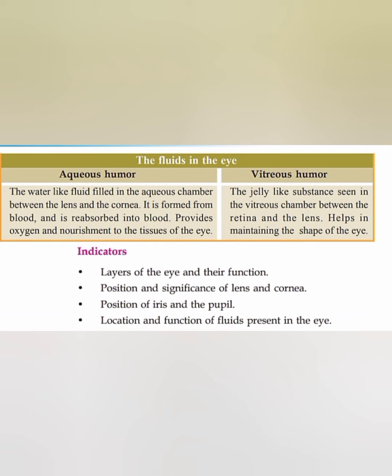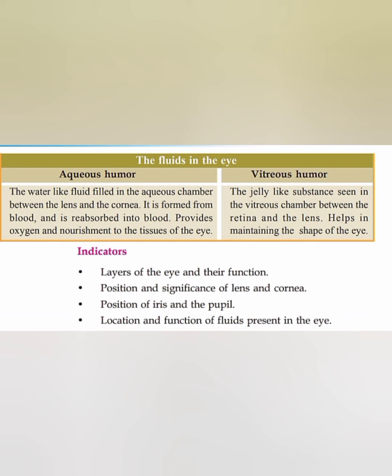Apart from the parts we studied in the structure of our eye, there are some fluids present in the eye. There are two types of fluids, aqueous humor and vitreous humor. What are they? There is a space in between the lens and cornea called the aqueous chamber. Once more, the aqueous chamber is the space in between the lens and cornea.